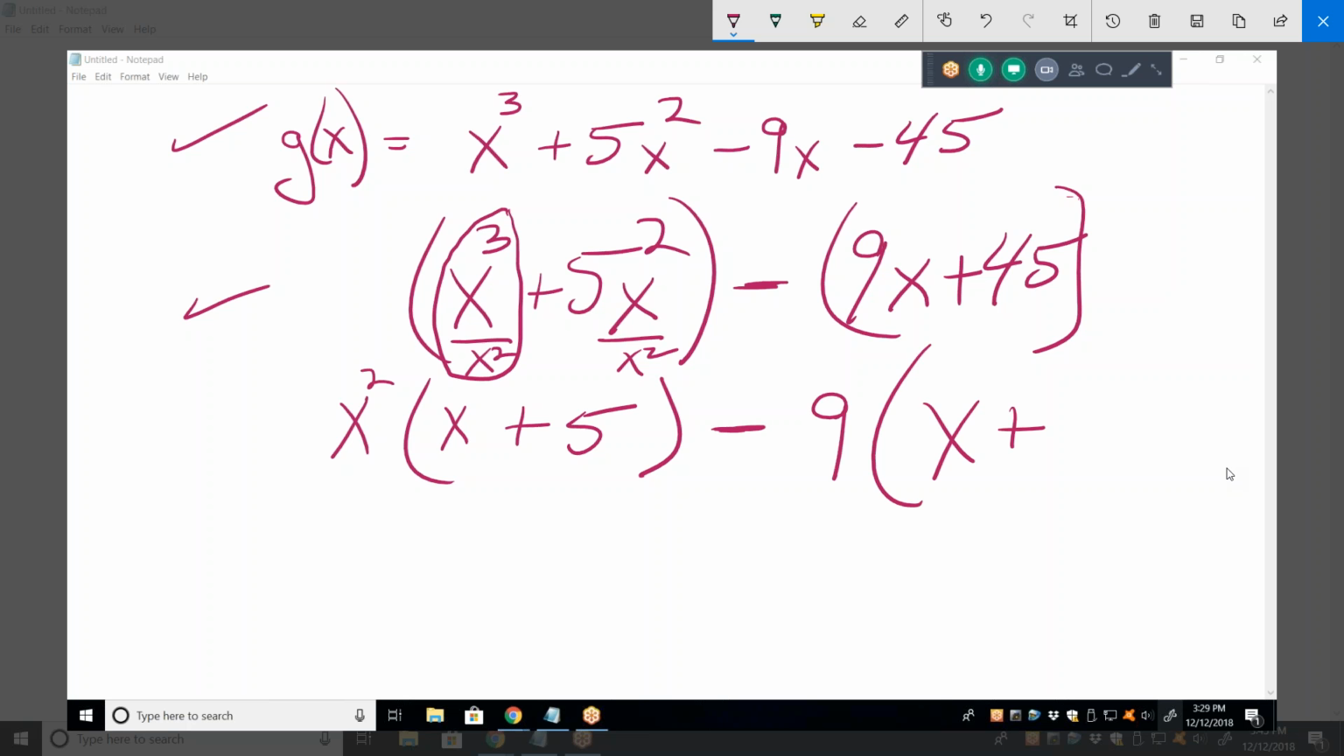plus 5. Now, the secret on these problems is making sure that this is the same as that. If they are not the same, you can't go anywhere from here. And if you make that initial mistake, they're not going to be the same. This would end up being x minus 5. And so if you find this term on the right different than the term on the left, you know you've made a mistake. Go back and start from the beginning.